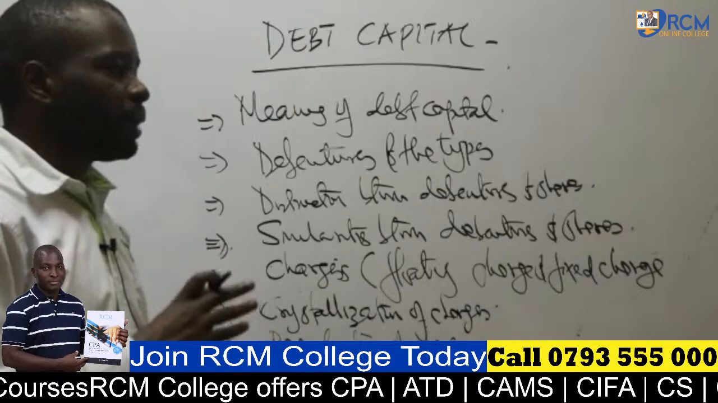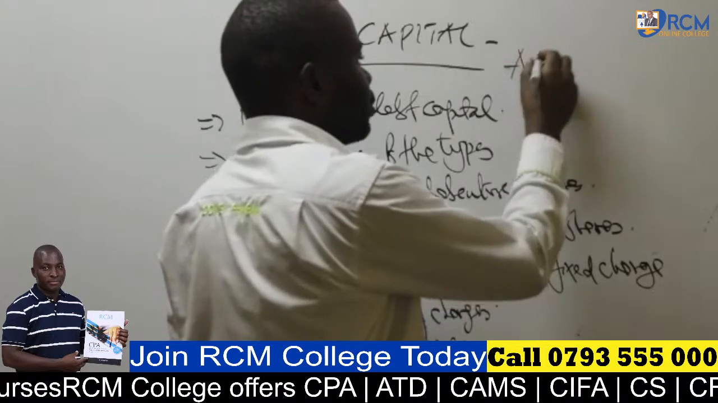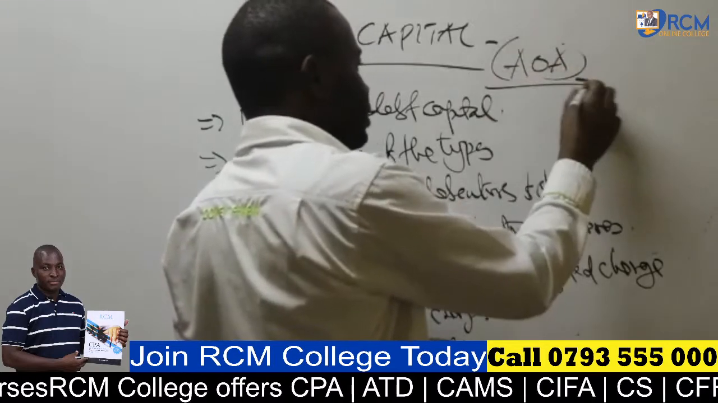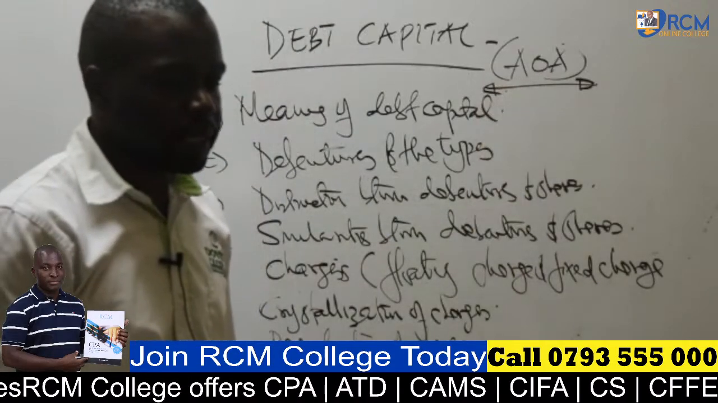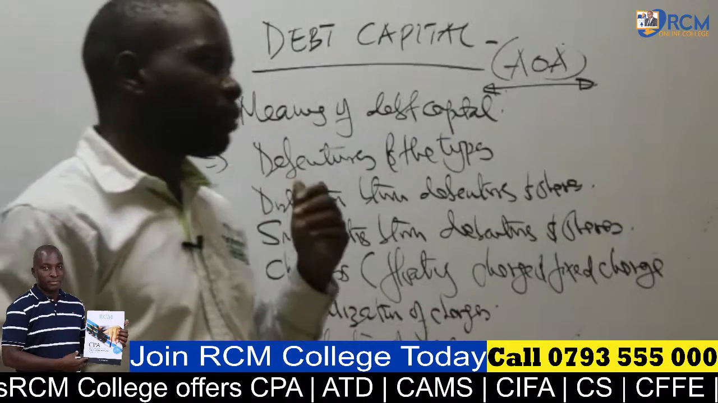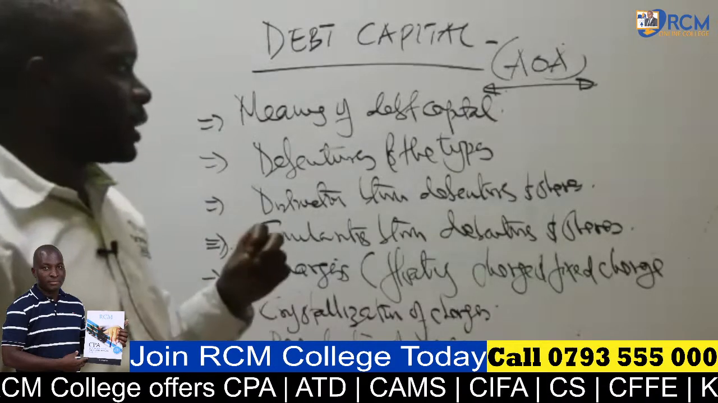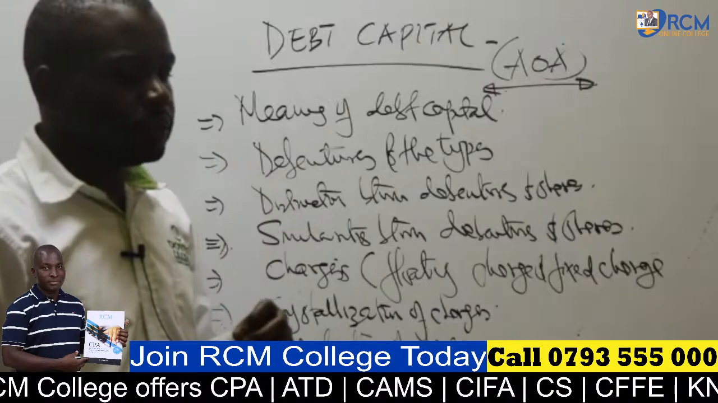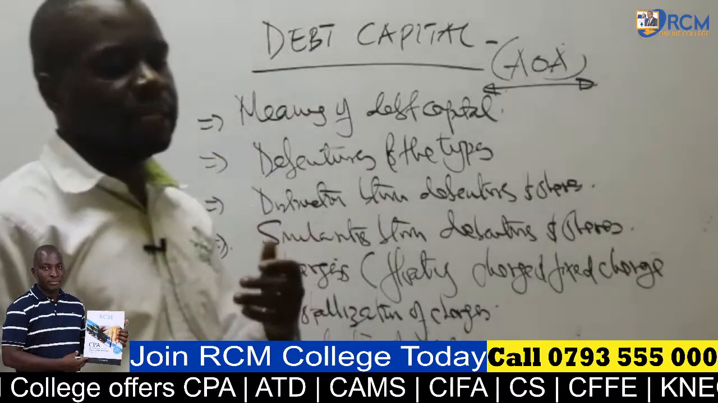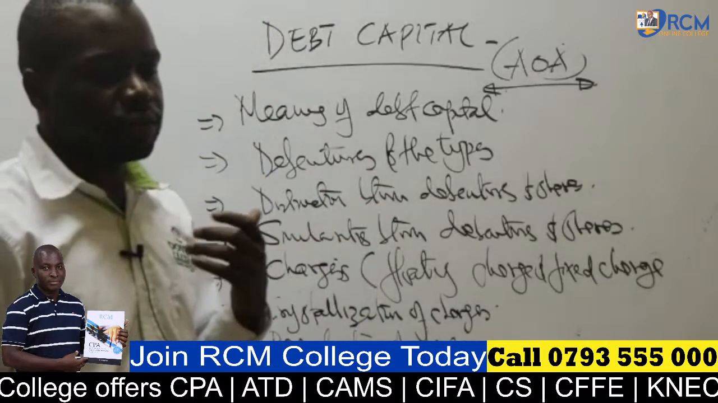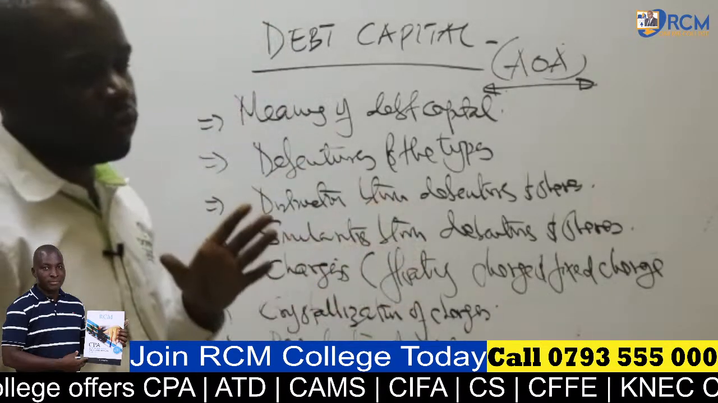If the company is to borrow, these are key points to put in your mind. The borrowing of the company can only be authorized under the articles of association. Remember, in the articles of association we find the rules governing the internal affairs of the company. Part of the contents of the articles of association is the borrowing powers of the company, which will be found in the articles of association of the company.